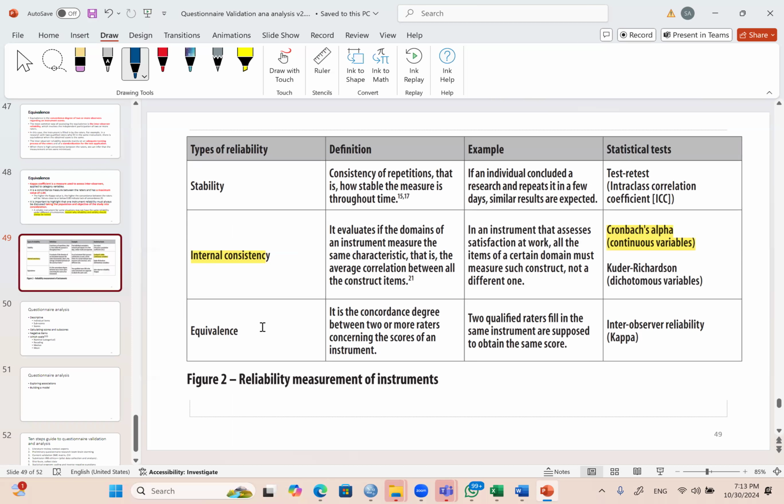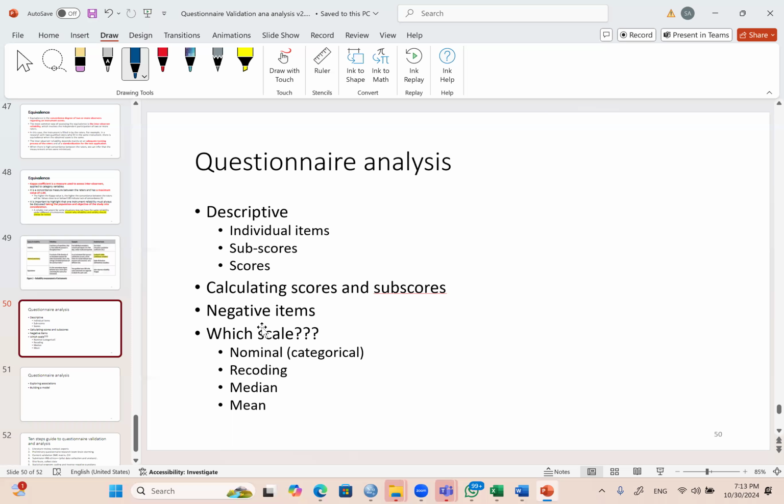So when you administer the questionnaire and you have your results, what do you do? First of all, just as a sum up, let's say you now want to perform a study using a questionnaire.